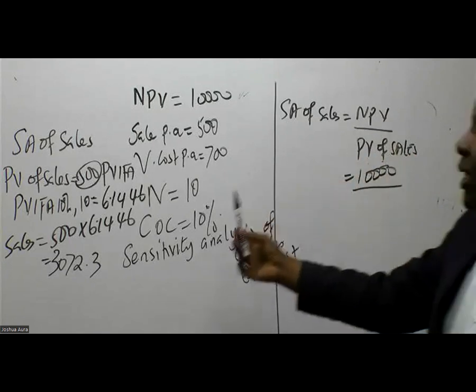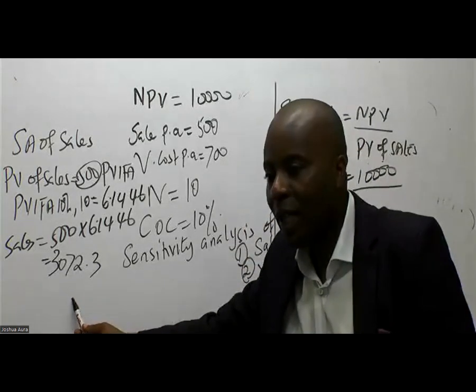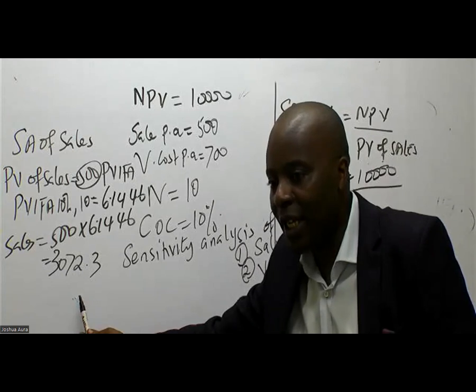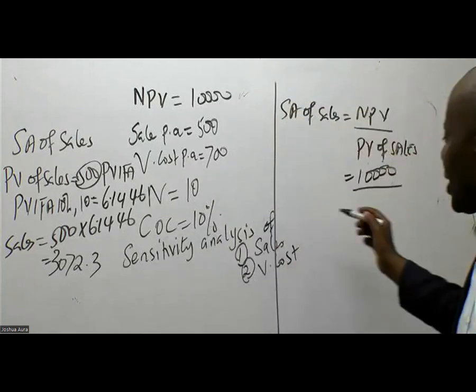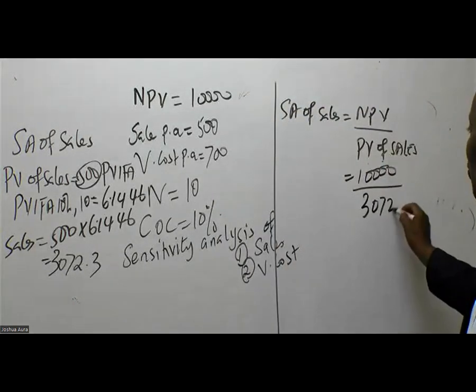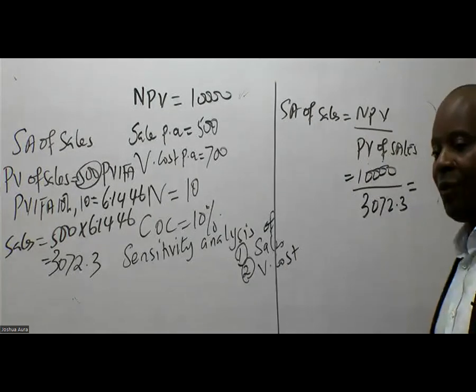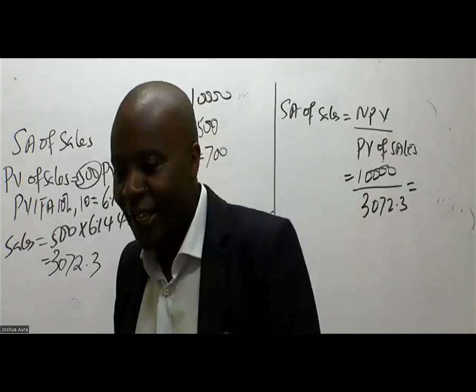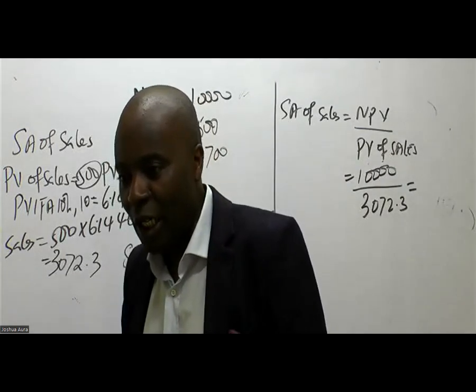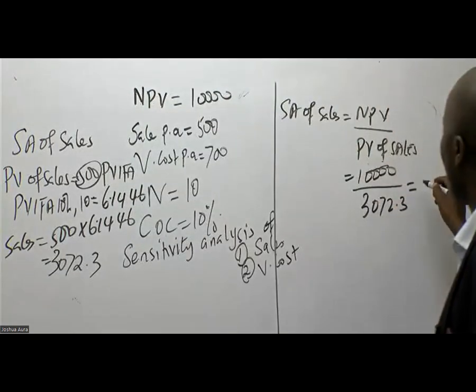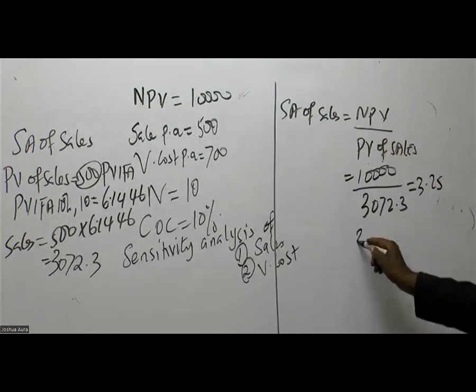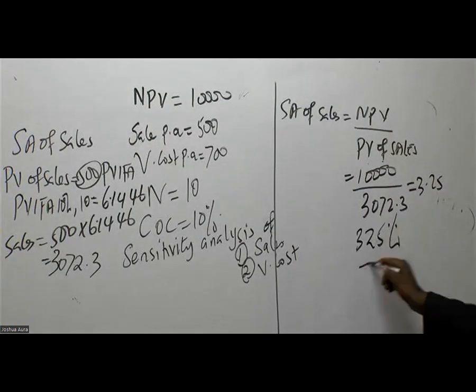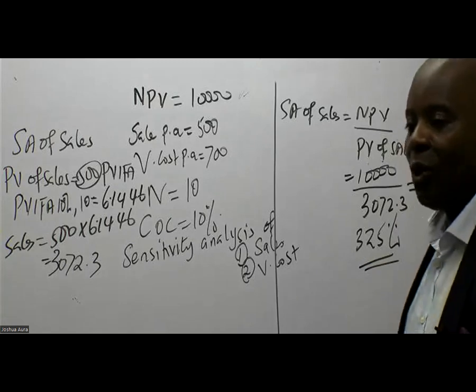Present value of sales, you guys have given me what figure here? 3072.3. So could you kindly give me this figure? It comes to 3.25. So it is 3.25, in terms of percent this will be 325%.